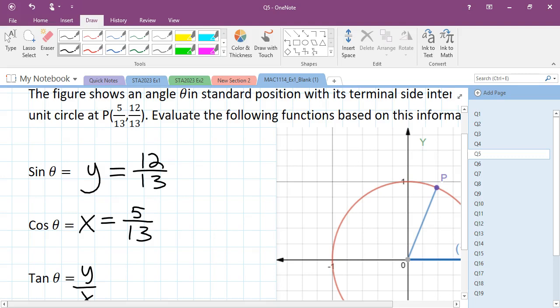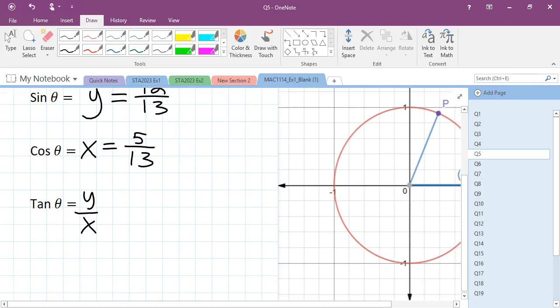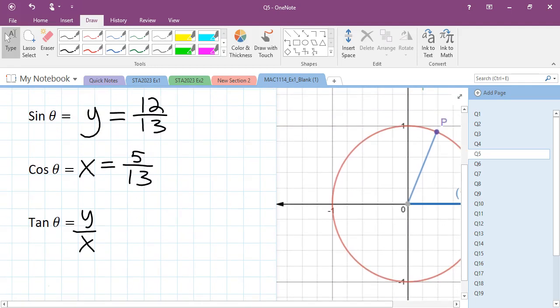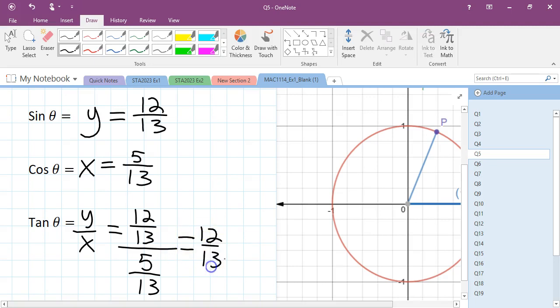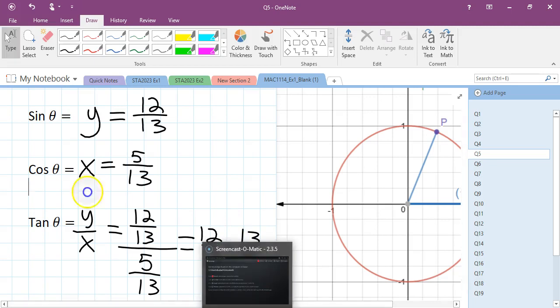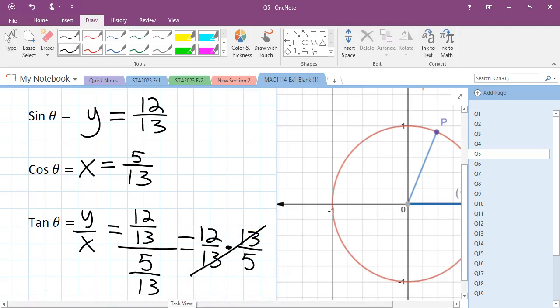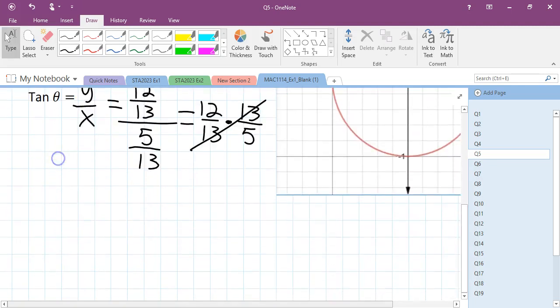And then last but not least, tangent. So we're going to take our y value and divide it by our x value. What is our y value again? And now remember, we talked about this in class. We don't really divide by fractions. What do we do? Multiply by the reciprocal. So what's really going on here is you're looking at 12/13 times 13/5. And what's going to happen to your 13s? The 13s cancel, so what are you left with? 12/5. You're geniuses. Perfect.